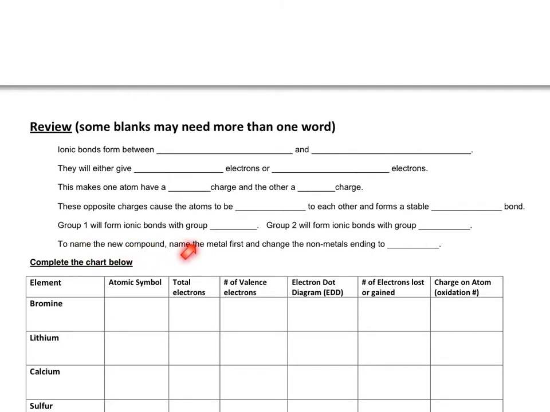To name a new compound, basically just name the metal first. For example, if sodium was the metal and chlorine was the nonmetal, you would just name it sodium chloride. So you just change the second name to -ide. Okay.